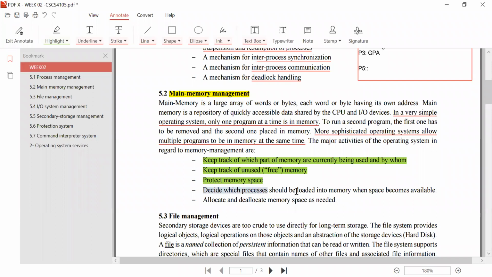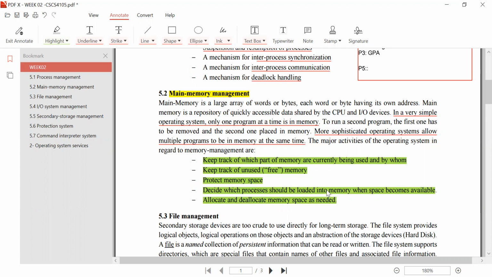And it decides which process should be loaded into memory when the memory becomes available. That is the decision of the operating system. It allocates and deallocates memory space as needed. It is also taken care of by the operating system. So you will see that the operating system needs some algorithms or tools in order to handle all these tasks. It needs algorithms to ensure which process should run in memory now.